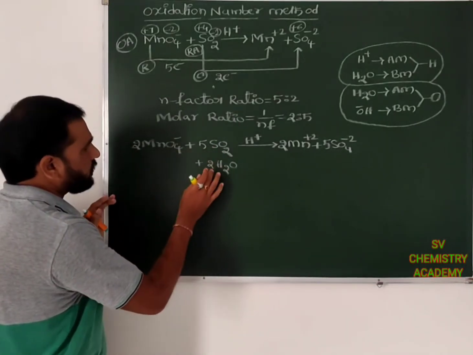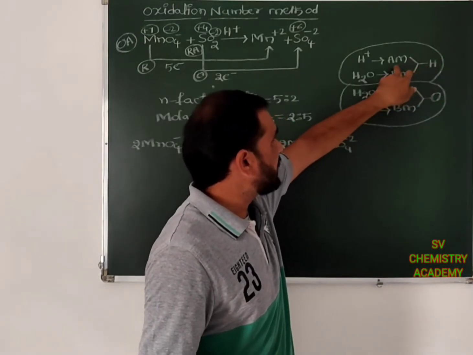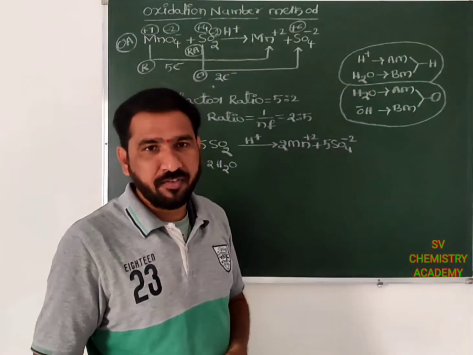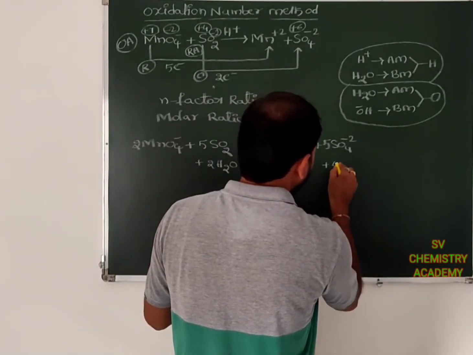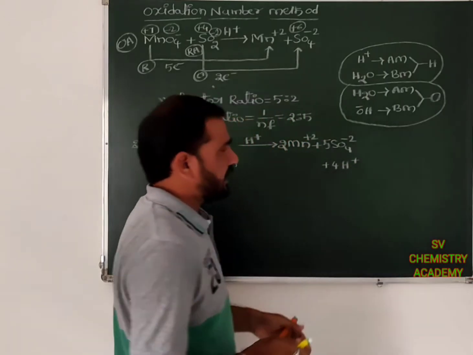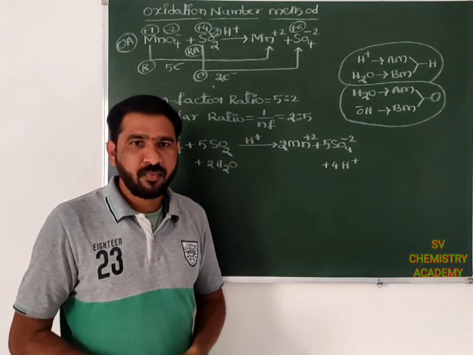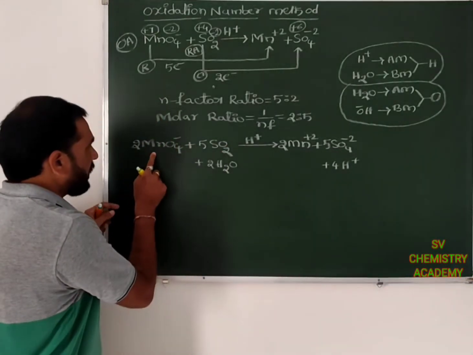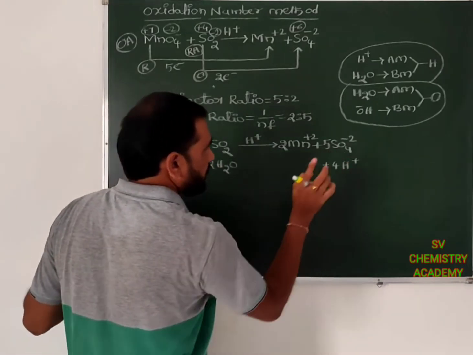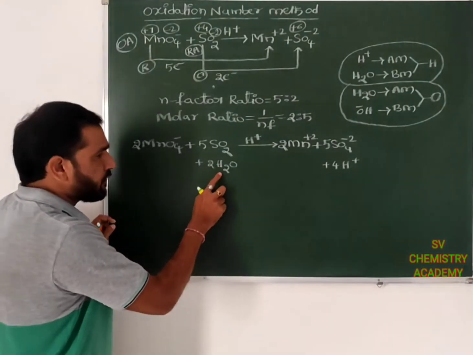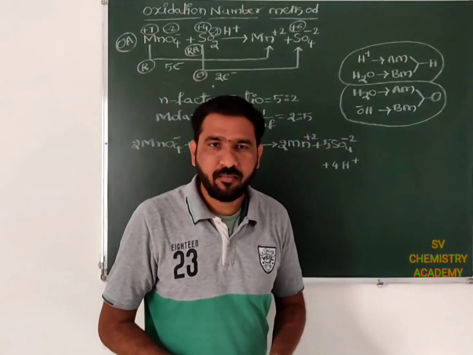Then, after that, balancing of hydrogen. Left side number of hydrogens is 4, right side is 0. To balance the hydrogen in acidic medium, we need to add H plus to the deficient side. The right side is deficient by 4 hydrogens, so we add plus 4 H plus here. That's it. So this is the balanced equation. If you want, check once. Manganese 2, manganese 2. Oxygens 20, oxygens 20. Hydrogens 4, hydrogens 4. Sulfur 5, sulfur 5.